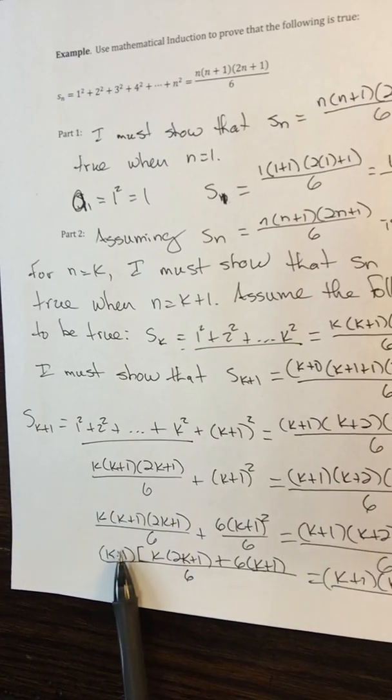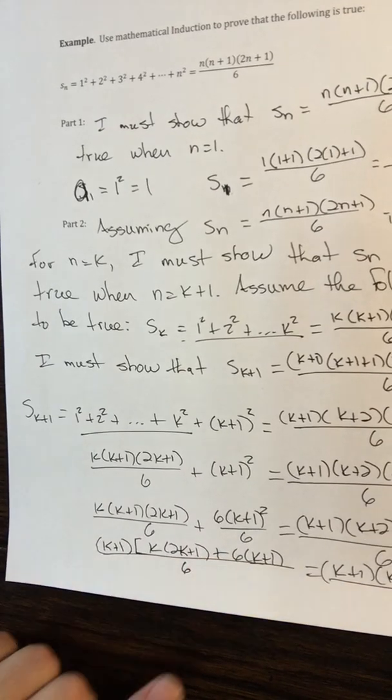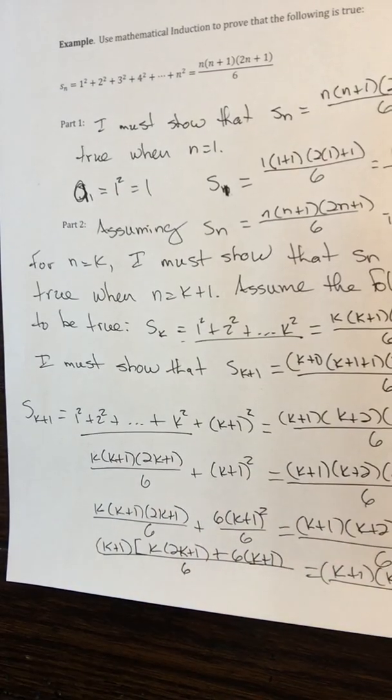Okay, so now what I did by taking a k plus 1 out is I just need the rest of this to equal that part. See, I'm just doing a little trick. You can, if you want, multiply it all out to see if it's all equal. That's fine.